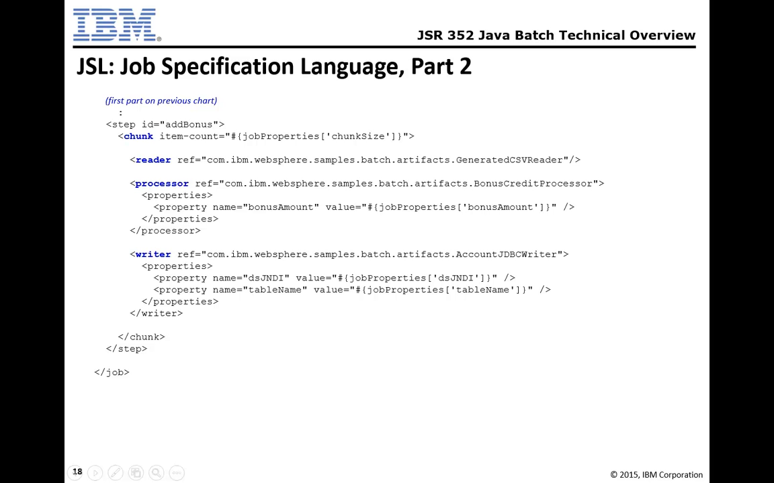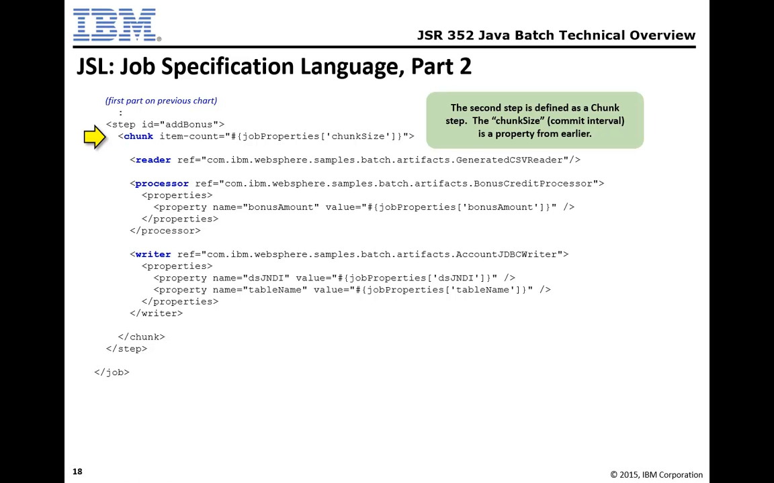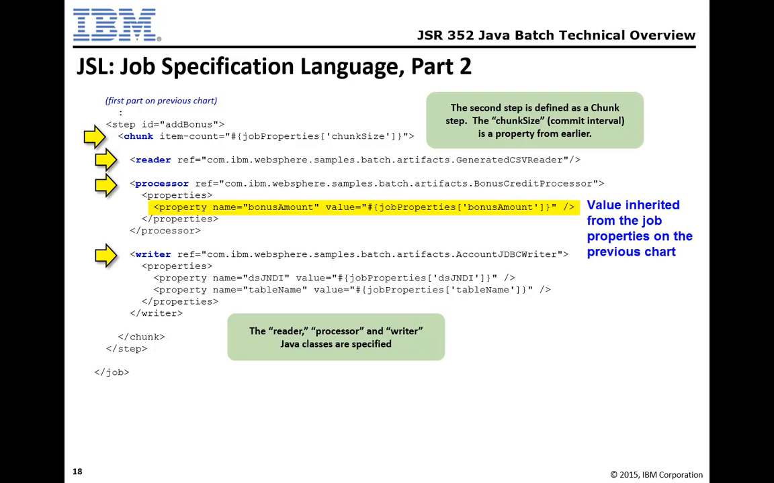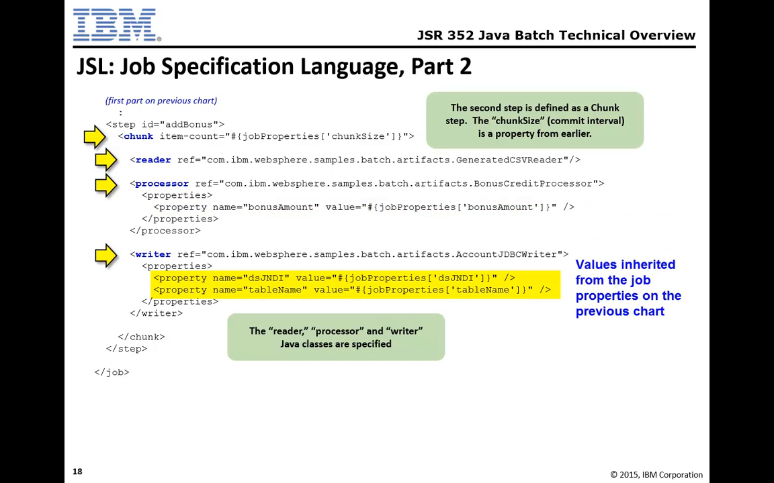Here's the second part of the JSL file. This step is defined as a chunk step. The step has a property that indicates the chunk size, which is the number of records to process before calling the item writer to write the records into the database. Since the step is defined as a chunk type, it must implement an item reader, item processor, and item writer. Those are the three class files you see here. The processor has a property for the bonus to add to each account's balance. The writer has two properties related to how to reach the database and what table to use.